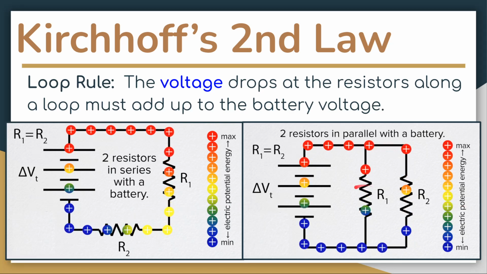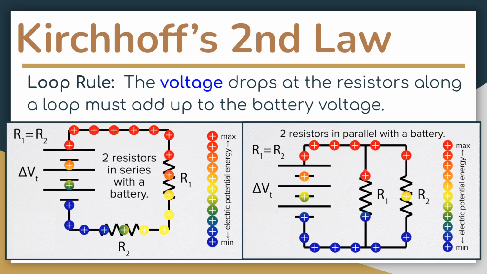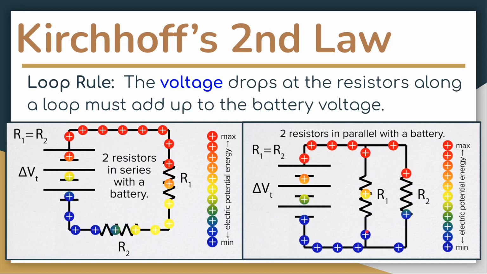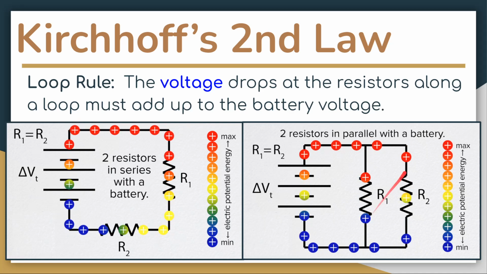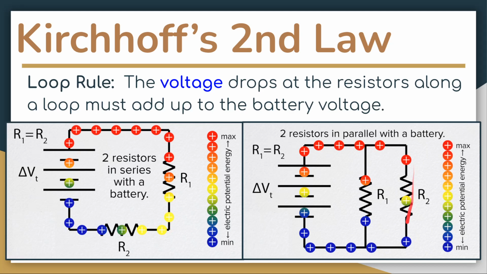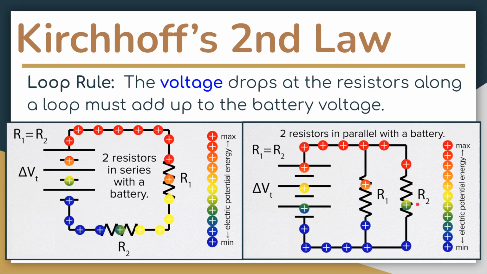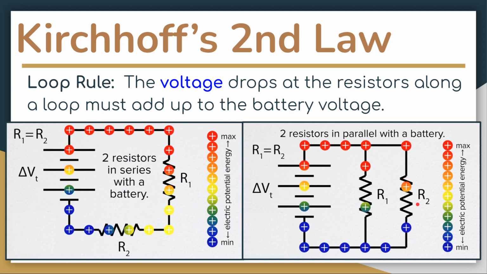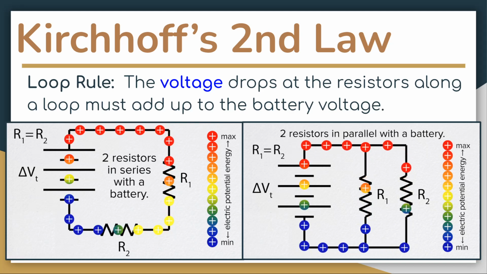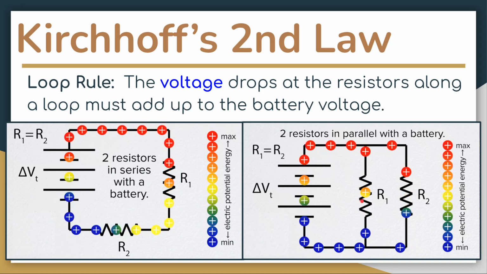On the parallel circuit, though, the charges going into like R1 start out red and they leave blue. All of the energy is lost here. Same thing here. The charges going into R2 start out red, they leave blue. All of the energy is lost here. So the voltage drops at those resistors are equal to the battery voltage. I know the animation's not super nice and clean on the Promethean. It looks much better on my slides.